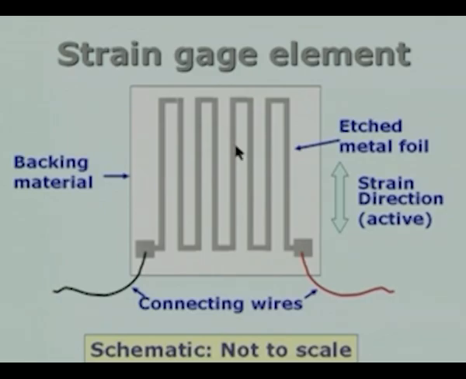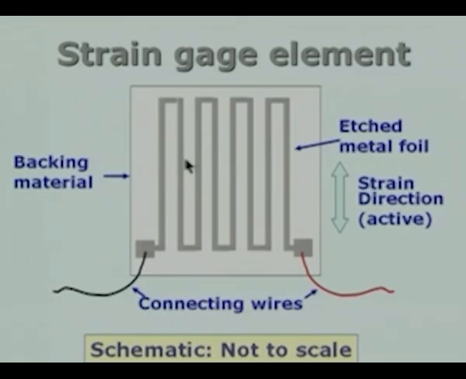And in fact, we can recognize 2 directions here. One we call the strain direction, and I call it active. That means if you subject the strain gauge element to an extension or a stress or a strain in the direction shown here by the vertical arrow, it will respond. That means it is going to be active. We will later see why it is so.